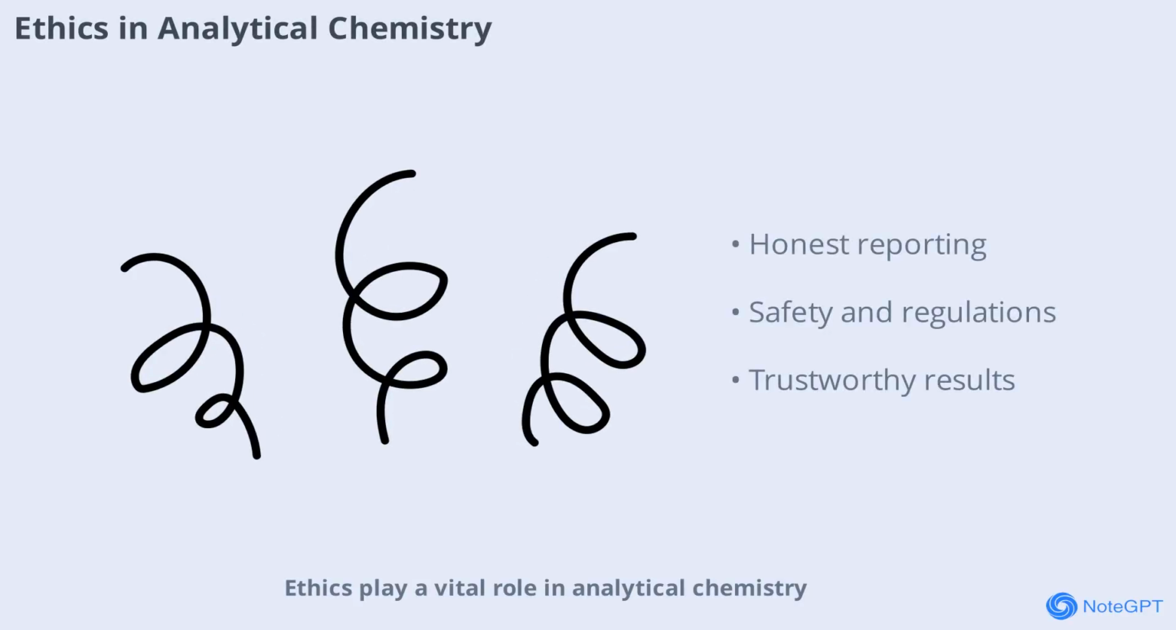Ethics play a vital role in analytical chemistry. Scientists must report data honestly, avoid falsifying results, and respect safety and environmental regulations. Ethical practices ensure that analytical results are trustworthy and that science benefits society as a whole. Developing a strong ethical foundation is as important as mastering technical skills.